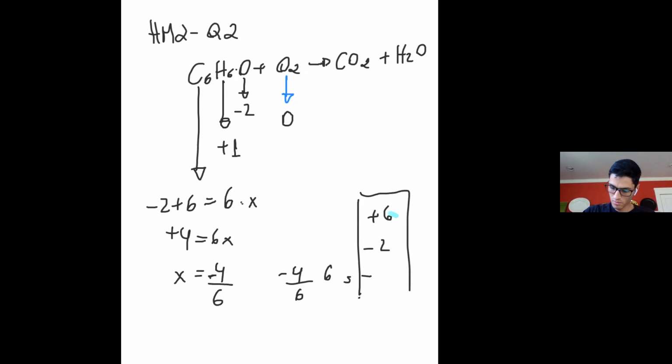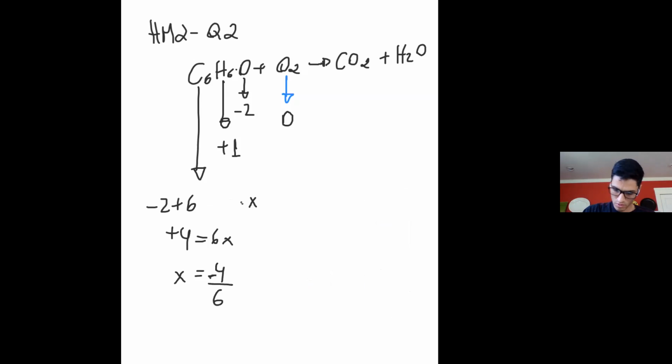Well, let me rewrite this part in here. So we know that -2, which is the oxygen, plus 6, which is 6 times 1 of the hydrogen, plus 6x equals 0. So 6x is -4, and x is -4 divided by 6. So the charge of each carbon here is -4 divided by 6.